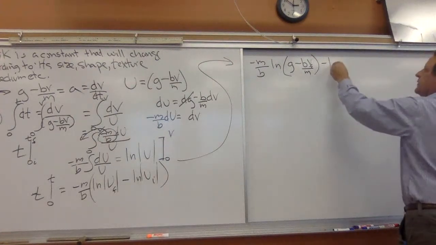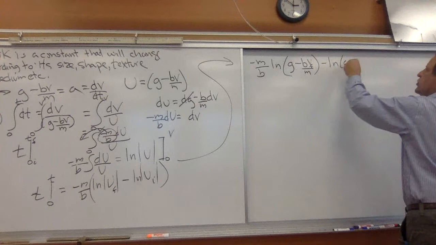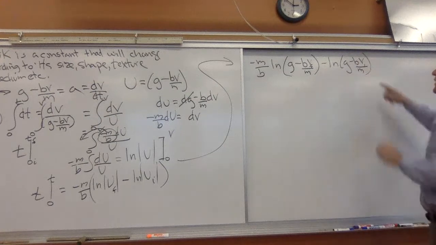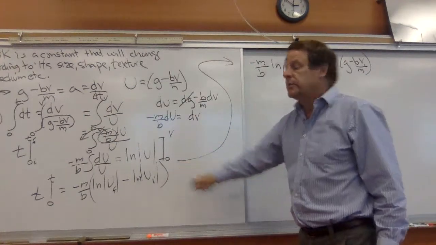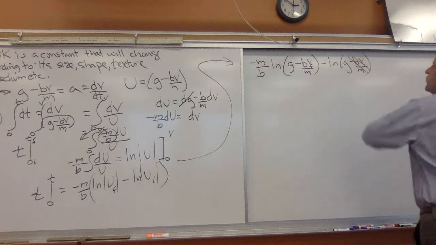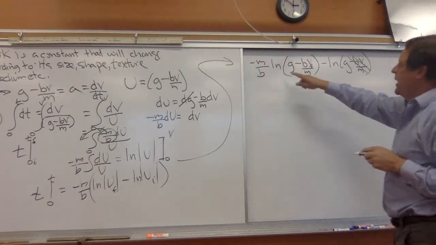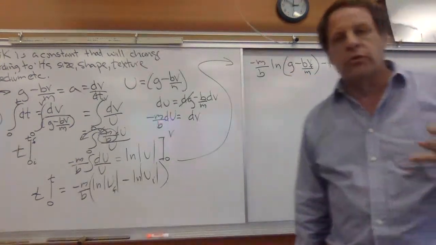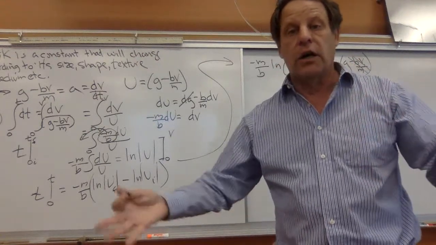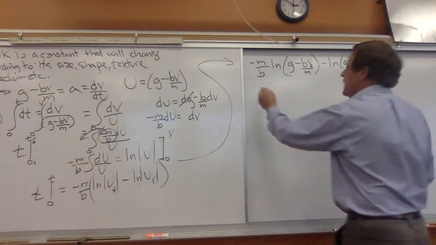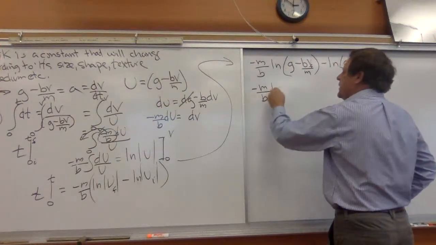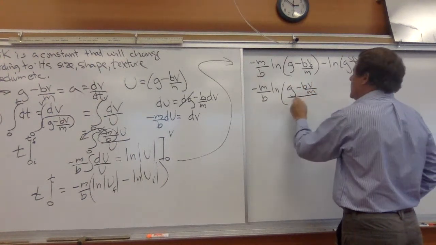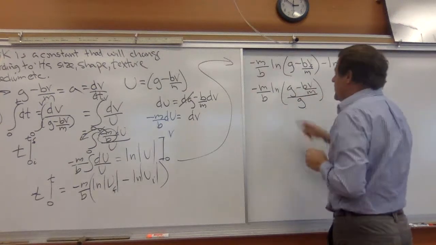Okay, we're going to have the natural log of that minus the natural log of (g minus bv initial over m). But remember, our initial velocity is 0, so this part is just going to go away. Now we have a log minus a log, and if you remember your log rules, the log minus a log is the log of the quotient. So now we can say negative m over b times the natural log of (g minus bv over m) all over g.